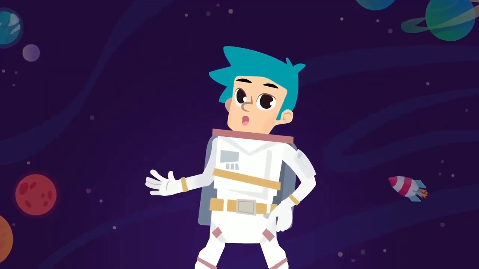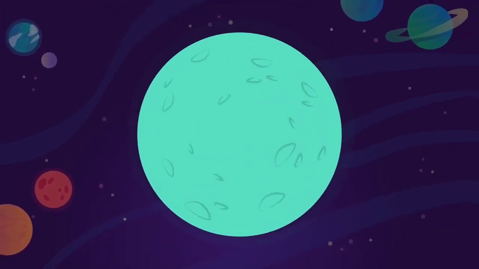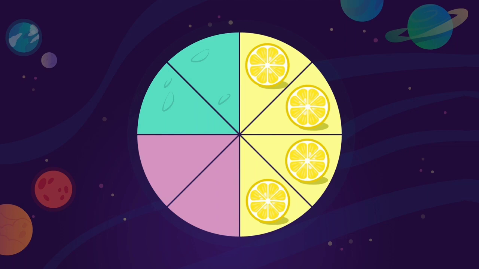Are you up for a challenge to practice a bit more? In the Smile and Learn universe, there's a planet called Smileython. The planet is divided into 8 equal parts. In 6 of these 8 fields, they grow apple trees and lemon trees. If 4 of the 8 fields are planted with lemon trees, how many fields are planted with apple trees?